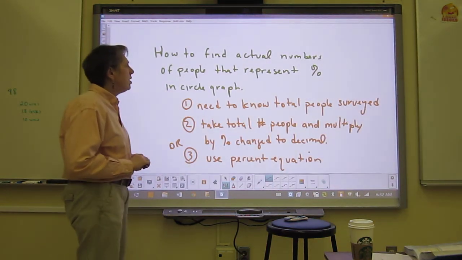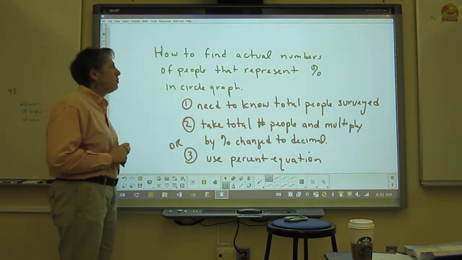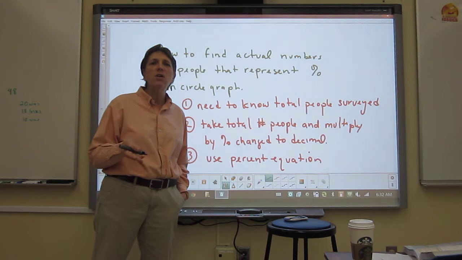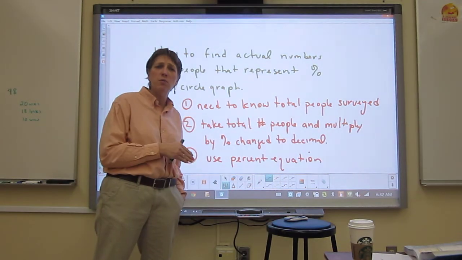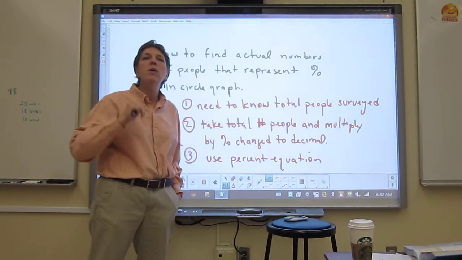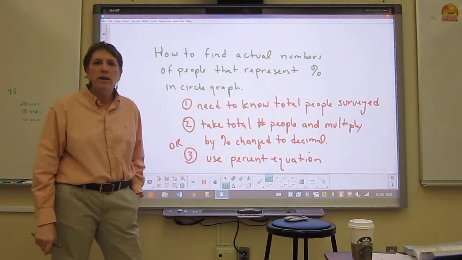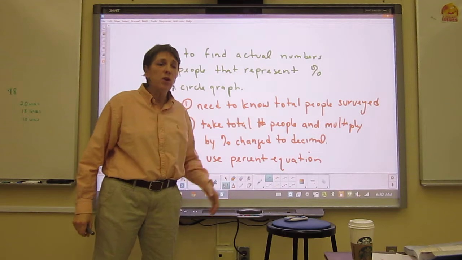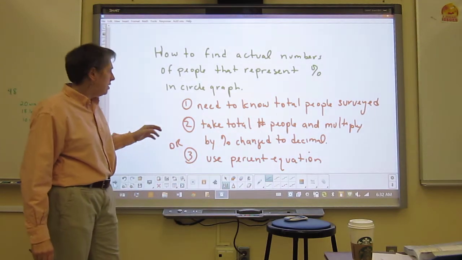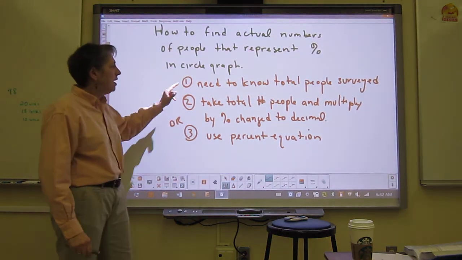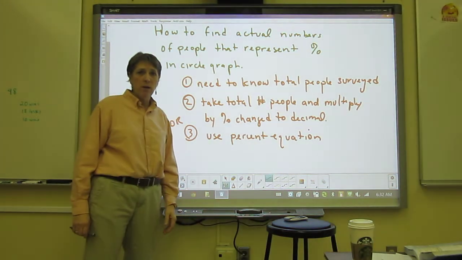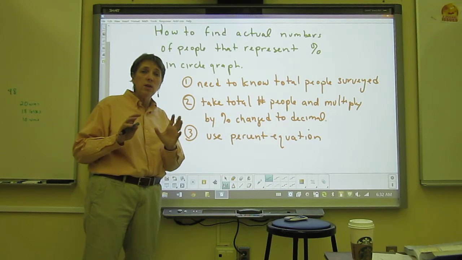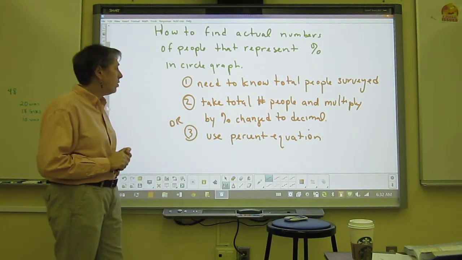All right, so how do you find actual numbers of people that represent percents in a circle graph? I'll give you a circle graph, and I'll tell you all the percentages, and I'll tell you the number of people surveyed. And I'll say how many people like chocolate ice cream, or how many wins did they actually get. So the first thing you need to do is add up to see the total number of people surveyed. You have to look for that somewhere in the circle graph, and the information given to you tells you what the total number is.